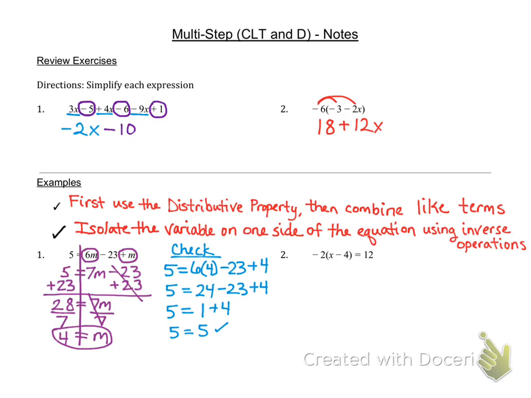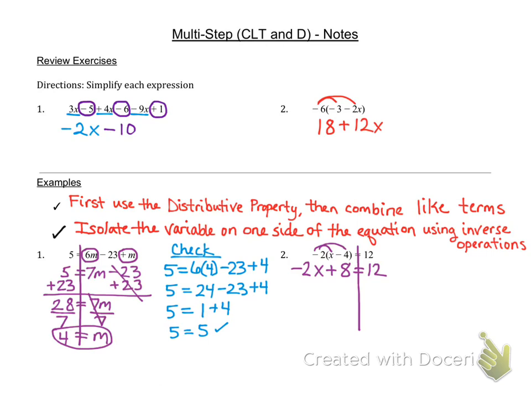Now let's try number 2. So I'm going to draw that straight line down so we could look at the left and right side of our equation. Looks like this time we need to use the distributive property. So I'm going to take that negative 2 and multiply it by x. Negative 2 times x is negative 2x. Negative 2 times a negative 4 is a positive 8. Bring down the equal sign, bring down the 12.